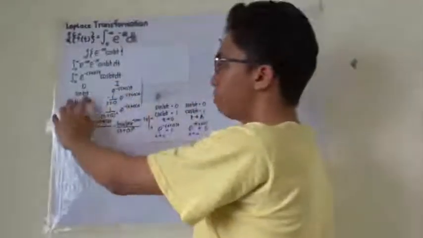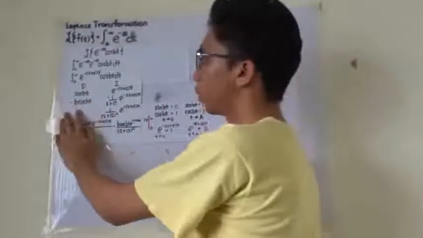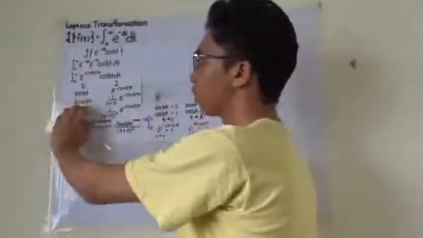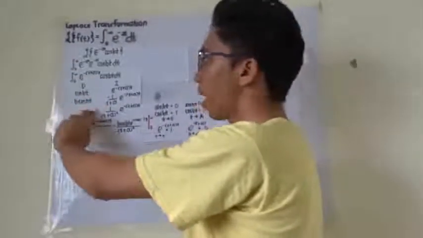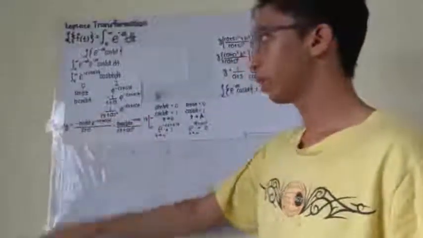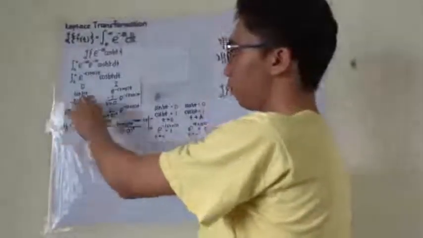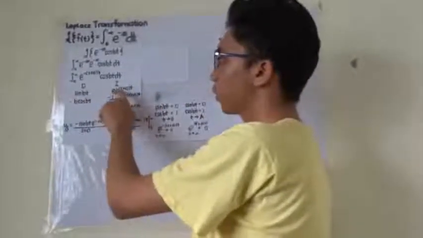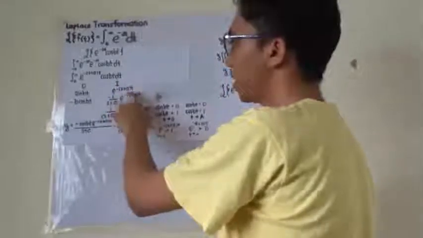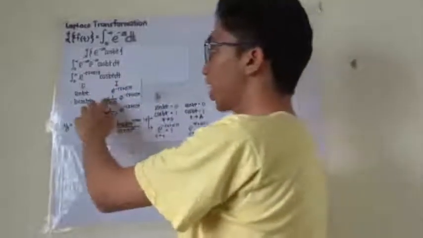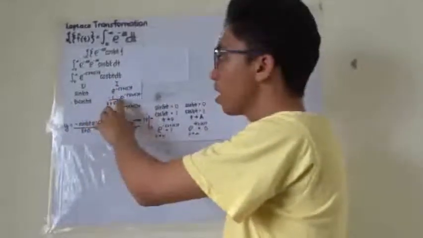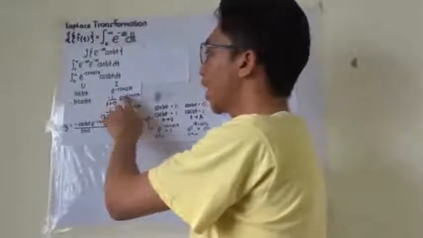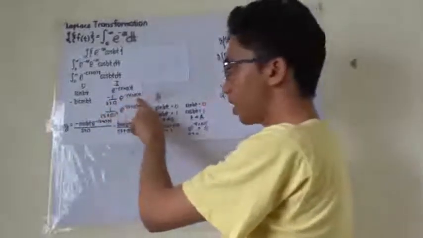We have sine bt. The derivative of that is b cosine bt. And having the pattern of operations or signs, we have positive and negative. And the integral part, the integration of e raised to negative quantity s plus a times t, is equal to negative 1 over s plus a times e raised to negative quantity s plus a times t.